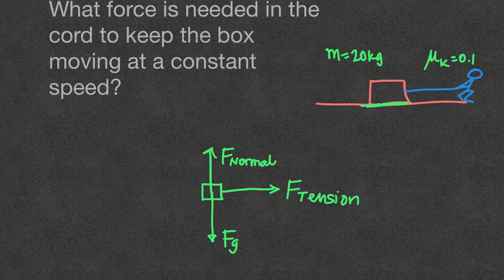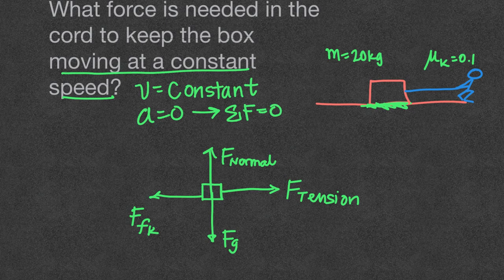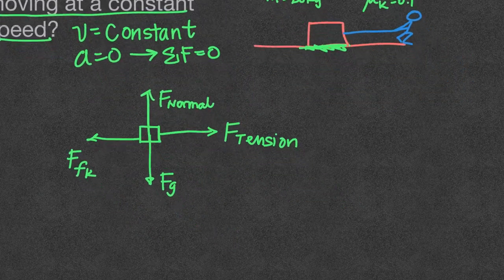And then because these two surfaces are rough and not perfectly smooth like ice or something like that, there would be a force, friction, kinetic, and I know it's kinetic because it's moving at a constant speed, and a constant velocity or constant speed means that the acceleration is zero, and a zero acceleration would mean that the net force is zero, or we're in equilibrium. So next step is to then sum the forces in the x and y direction. So let's do that now.